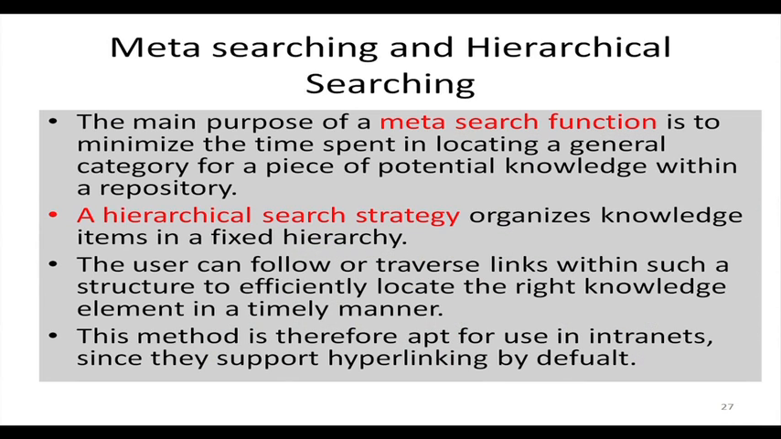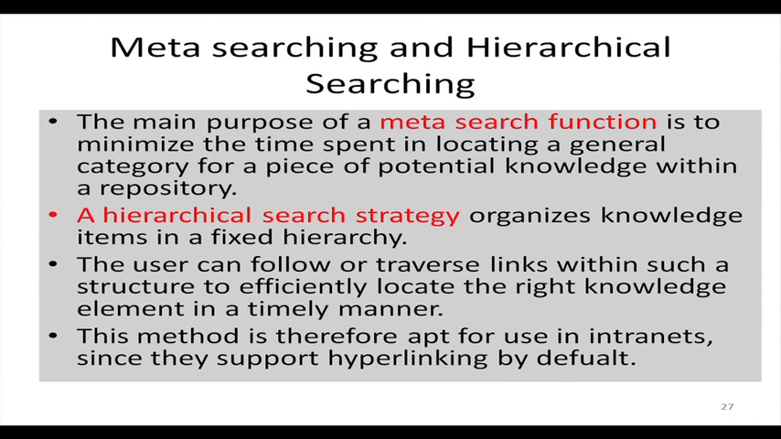So, we are moving to meta searching and hierarchical searching. Meta searching is basically where you are going to search knowledge in a general category, or a piece of potential knowledge within a repository. So, you give keywords and then you look at the repositories and see whether it is available or not. Like in Google, you give certain keywords and then you see whether that information is available to you or not, right. Then hierarchical search strategy is different.